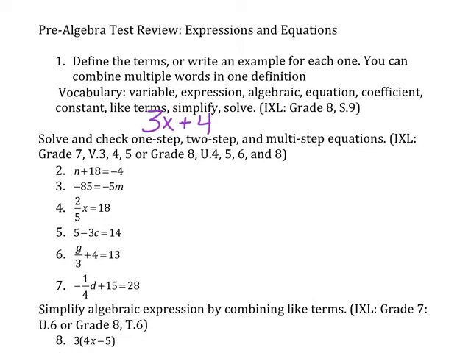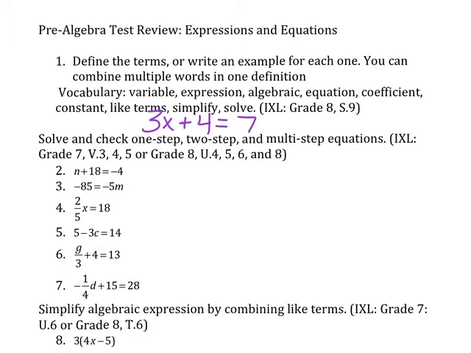It is an expression. It's algebraic because it has a variable. If I put an equal sign on it and a 7, now I automatically have an equation because it has an equal sign. There's a coefficient. It's the 3. That's the number that multiplies the variable, the coefficient. And there's two constants, actually, now that I've written it as an equation. There's a 3 and a 7.